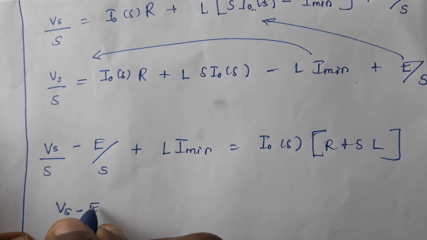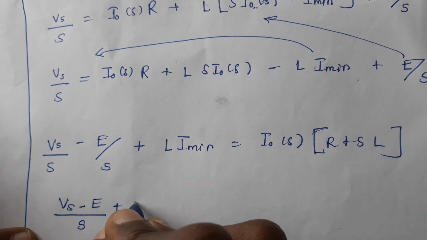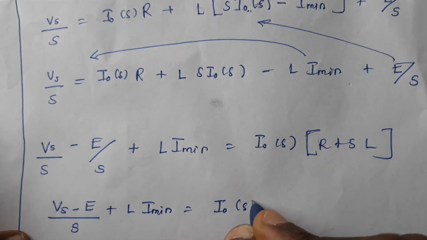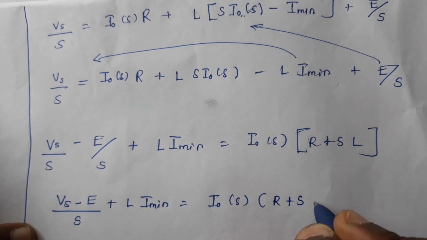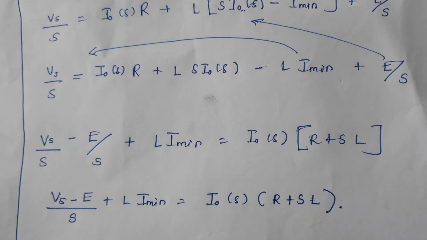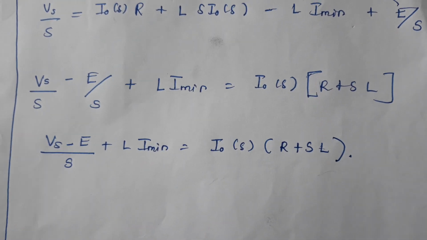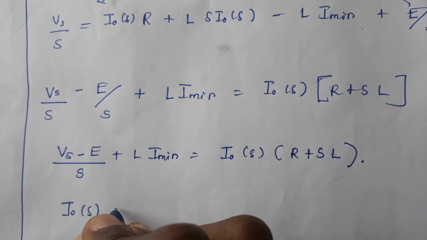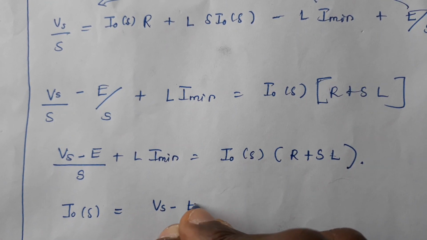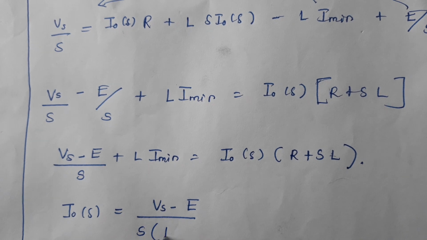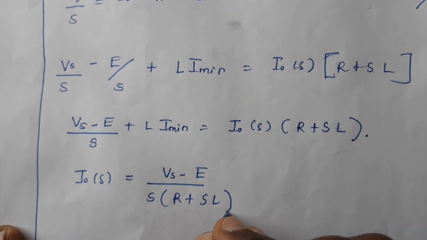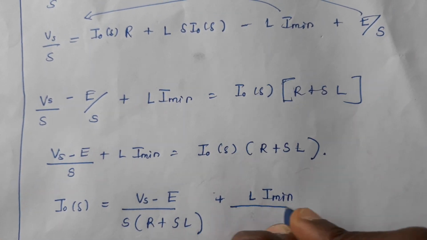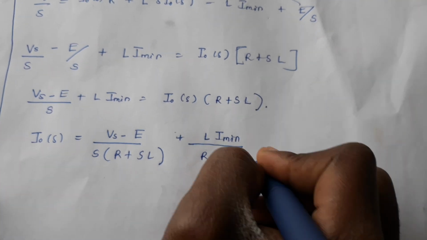So we have Vs minus E over S plus L I min equals I out of S times R plus SL. So as to make I out the subject of the formula, we have to divide. We are going to get I out of S given by Vs minus E over S, times R plus SL, plus L I min over R plus SL.